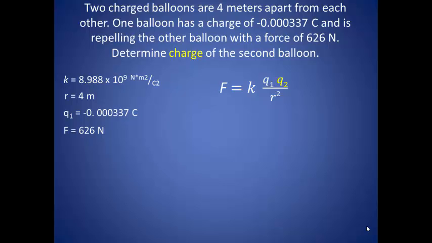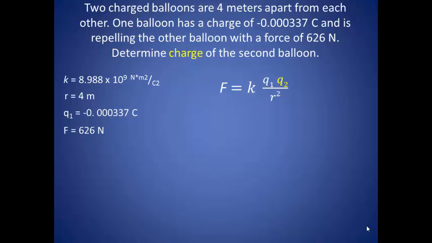Now say you and a friend are 4 meters apart. His balloon has a charge of negative 33.7 microcoulombs and repels your balloon with a force of 626 newtons. What is the charge on your balloon? In this case, we only know one of the charges, but we also know the force it is applying to the other balloon that is 4 meters away.